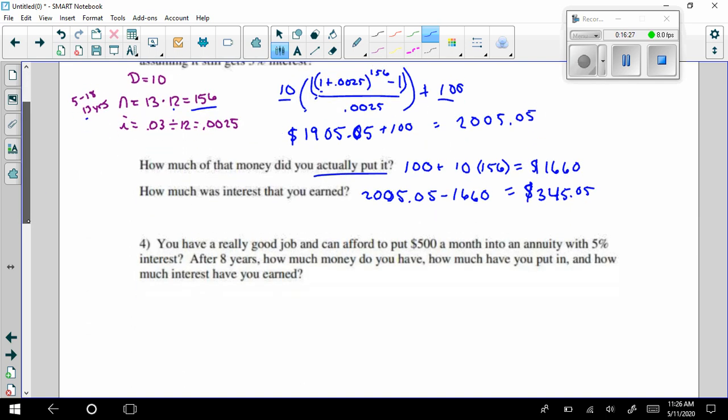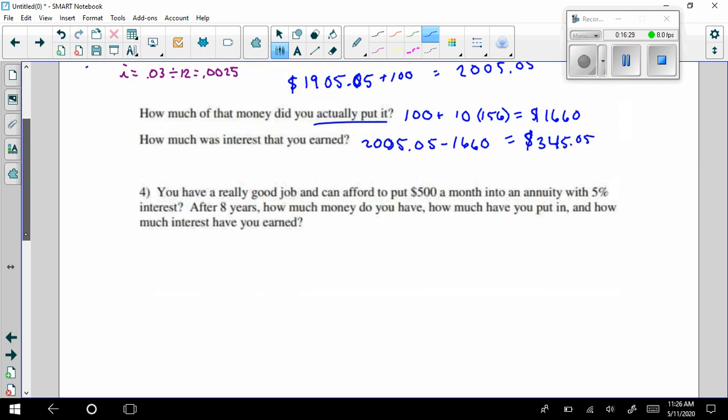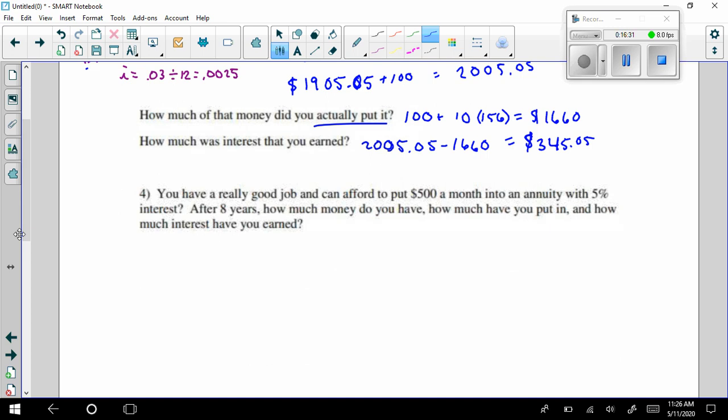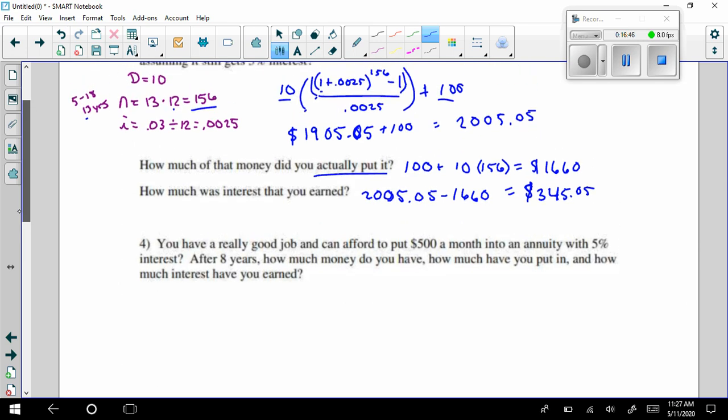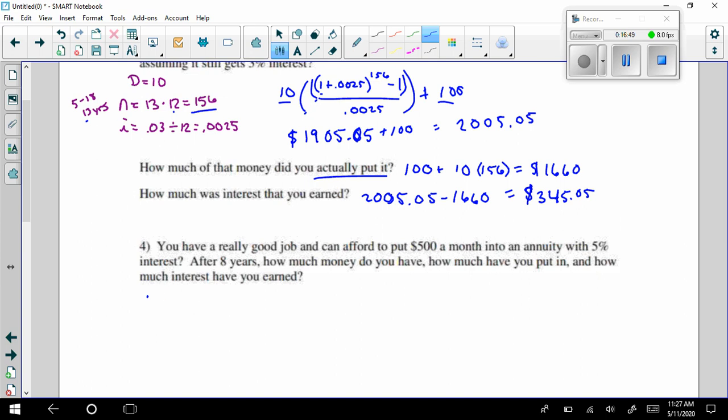Okay. Last example for this video. So you have a really good job and can afford to put $500 a month into an annuity with 5% interest. After 8 years, how much money do you have? How much have you put in, and how much interest have you earned? So same thing, essentially. We're starting with nothing though this time, so I won't make that mistake, forget to add that. Your D is how much you're contributing per month, so we're putting in $500 a month.